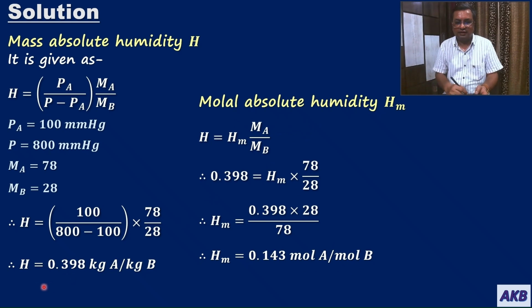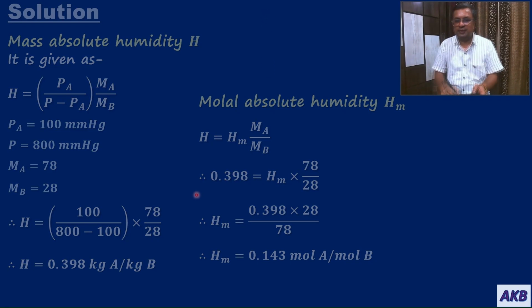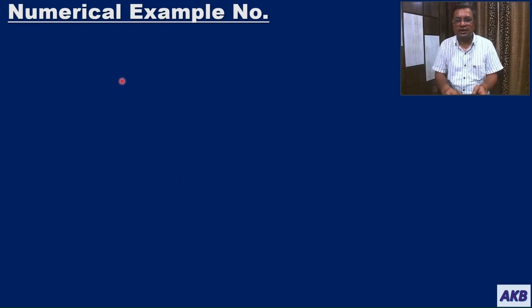So now we have got the mass absolute humidity, and we also have got the molar absolute humidity. So that ends our discussion for numerical number 1. Next we will be solving one more numerical. Let us move ahead. Now let us look at the numerical statement for example number 2.